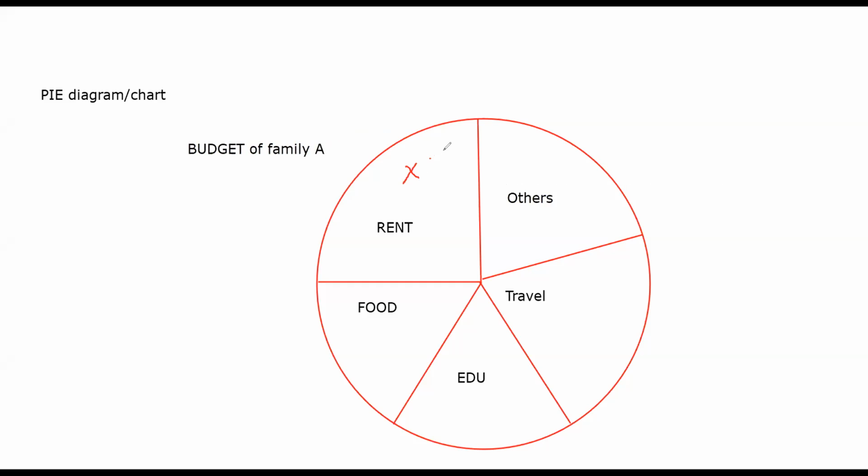So let's suppose X% they are using on rent, Y% on food, Z% on education, P% on travel, and Q% on others, other miscellaneous things. Okay, through this you can understand how a pie diagram works. I hope you guys are following along. This is one application of a pie diagram where you use different sectors.